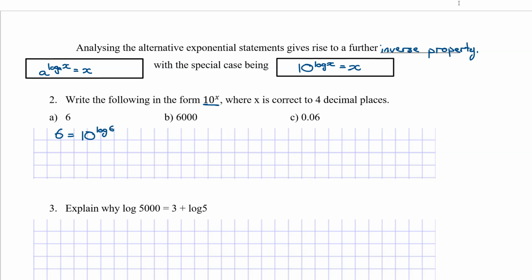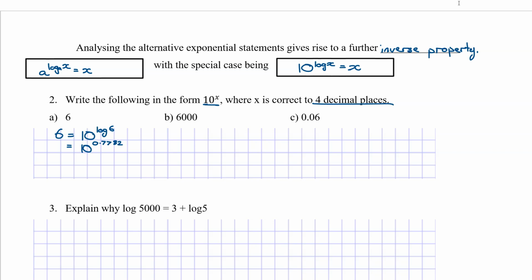And if we simply punch in log 6 into our calculators, what we find is the calculator will tell us that it will be 10 to the power of 0.7782, rounding to 4 decimal places.